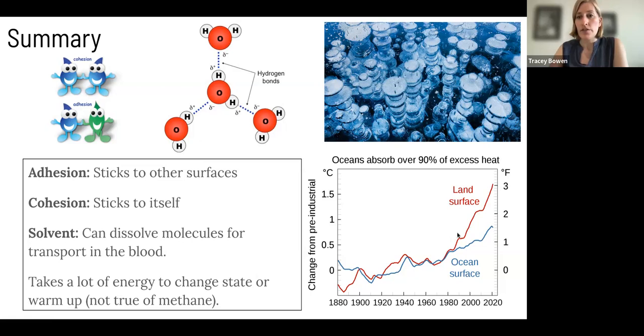And so you can see here, even though our planet is warming up, in the atmosphere and the land surface is warming quite quickly. The ocean is warming more slowly. And that is because it takes a lot of energy to heat up water.